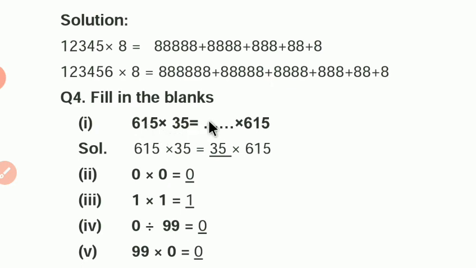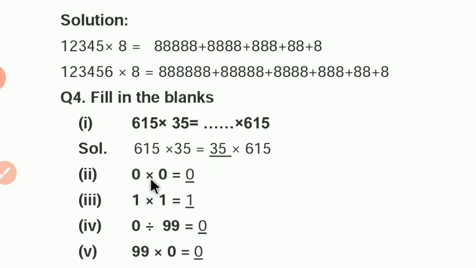Then question number 4, fill in the blanks. 615 into 35 is equal to dash into 615. As you can see, which property of multiplication is this? This is the commutative property. A into B is equal to B into A. So you can see that as 615 is given on both sides, which number is missing here? 35. So the answer will be 35.